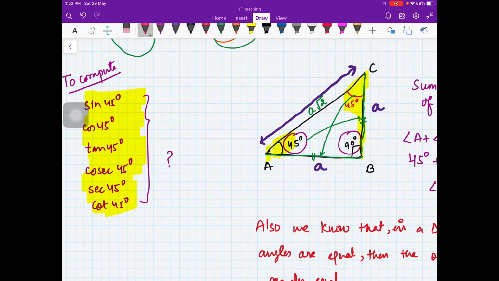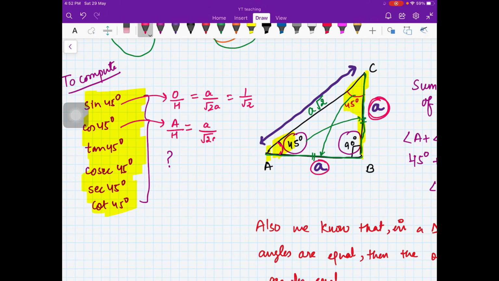Let us write down what will be sine 45 degrees. This is opposite upon hypotenuse. What is opposite here? A. See, angle 45 degrees, opposite is A, upon hypotenuse is root 2 A. So your answer is 1 by root 2. What is cos 45 degrees? That is adjacent upon hypotenuse. So what is your adjacent? That is A. What is your hypotenuse? That is root 2 A. So this is again 1 by root 2.